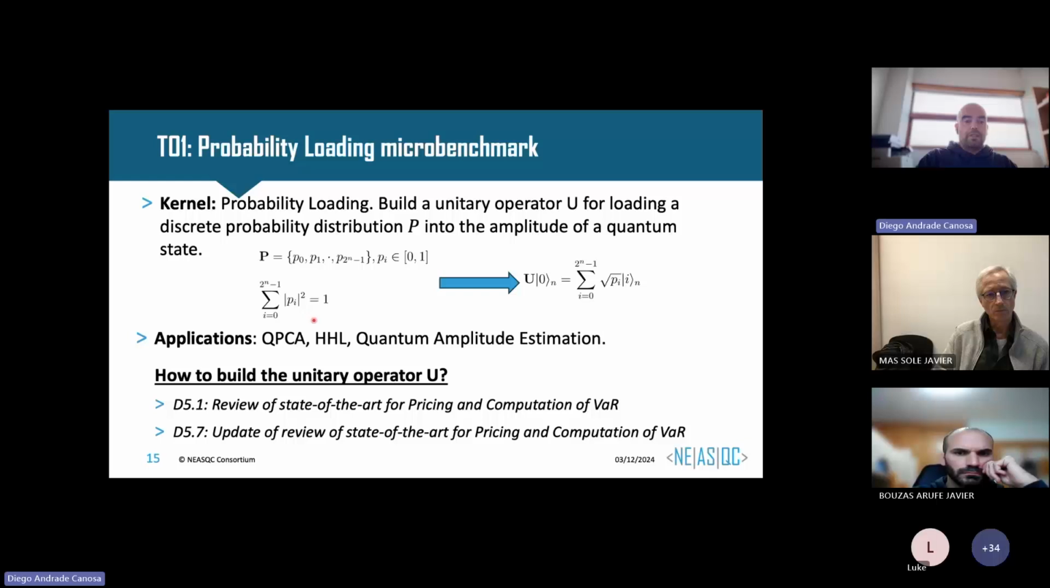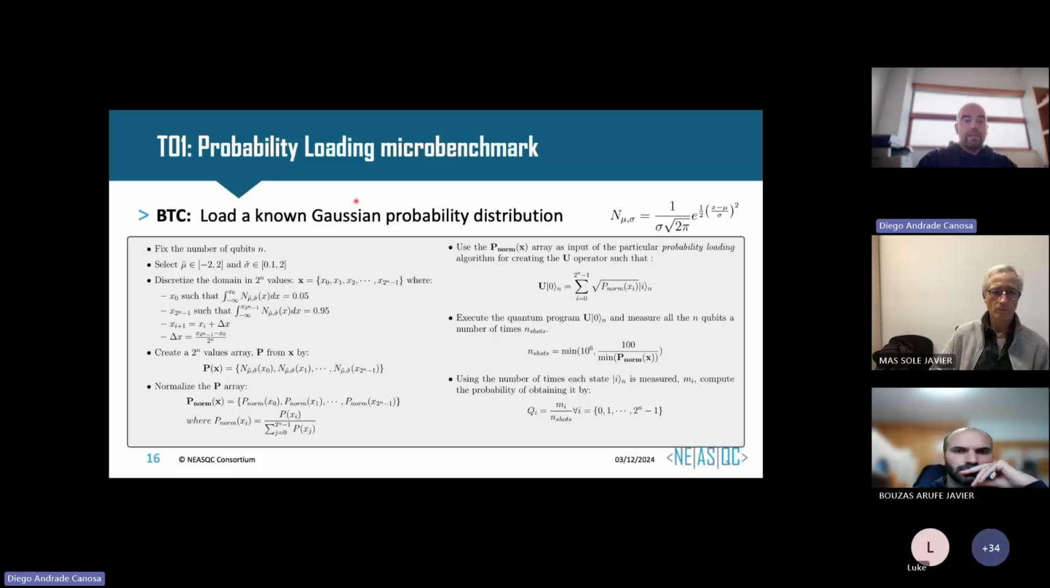So the applications of this are many. This is a very common building block of quantum computing. This is used in HHL, also in principal components analysis, or in algorithms such as quantum amplitude estimation. There are many methods that can be used to implement this. Actually, in 2 of the deliverables of the project, they make a very thorough state-of-the-art review of many methods that can be used in order to implement the kernel of probability loading.